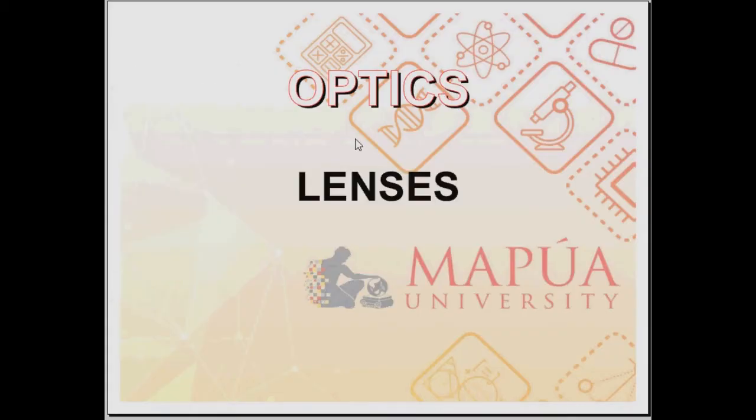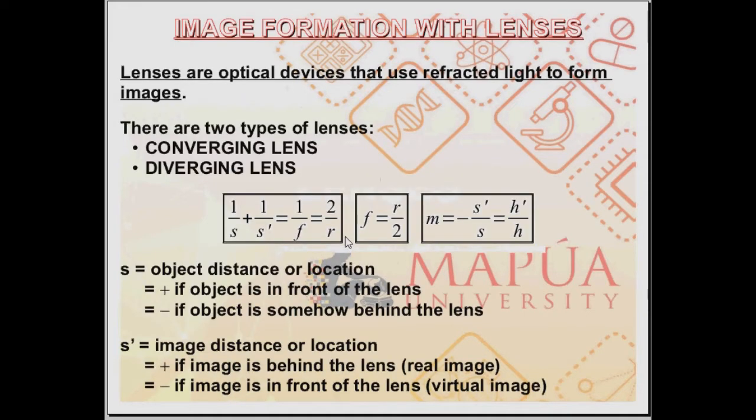So, continuing on with our discussion on the topic of optics, let's now take a look at image formation using lenses. In the previous video, we looked at image formation using mirrors. Let's now look at lenses. Lenses are optical devices that use refracted light to form images, as opposed to mirrors, which use reflected light. So with lenses, refraction is what is used to form the images.